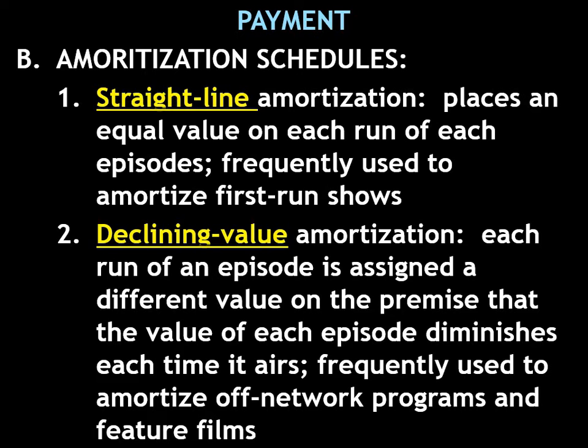Straight line amortization. Declining value amortization says that each run of an episode is assigned a different value on the premise that the value of each episode diminishes each time it airs. This is frequently used to amortize off-network programs and feature films. So in this scenario, same deal. You've got 10 episodes in your contract. The contract's worth $1 million.